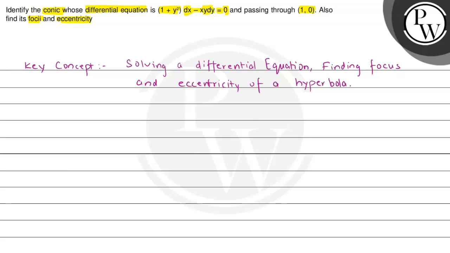Alright, the differential equation given is (1 plus y square) dx is equal to xy dy. We can clearly imply that dx upon x is equal to y upon (1 plus y square) dy. Now what I'll do is integrate both sides.